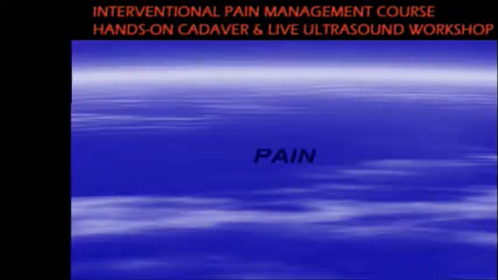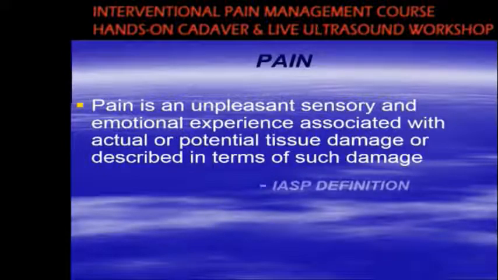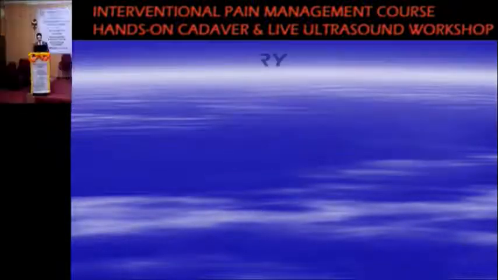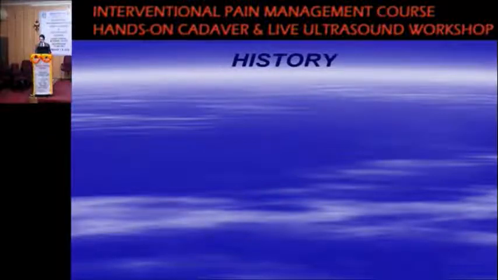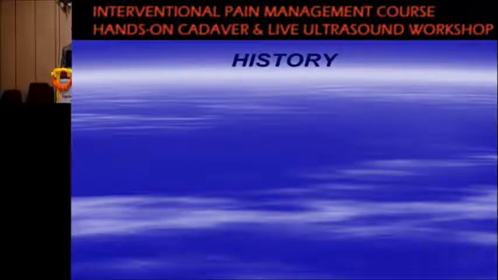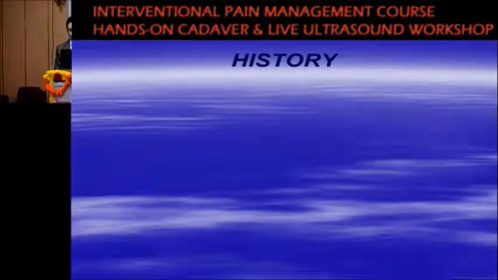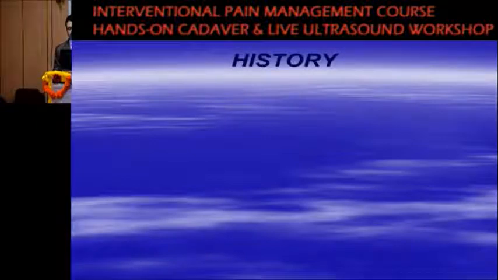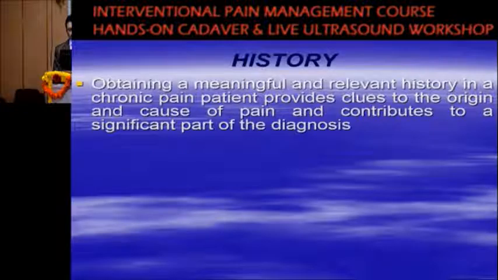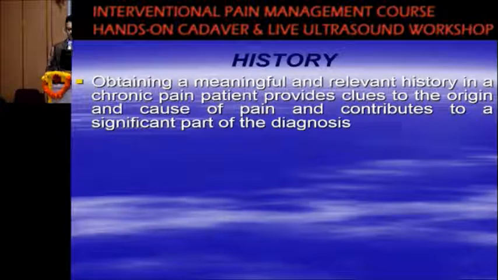I'm going to go forward with this. Pain, we talked about what pain is. I'm not going to waste my time with this. So what is obtaining a good history, right? You have to obtain a good history from a patient when he walks into your clinic. Any kind of complaint, but we are talking about pain here, a history is worth its weight in gold. So obtaining a meaningful and relevant history in a chronic pain patient provides clues to the origin and cause of pain and contributes to a significant part of the diagnosis. So you have to have a meaningful and relevant history.